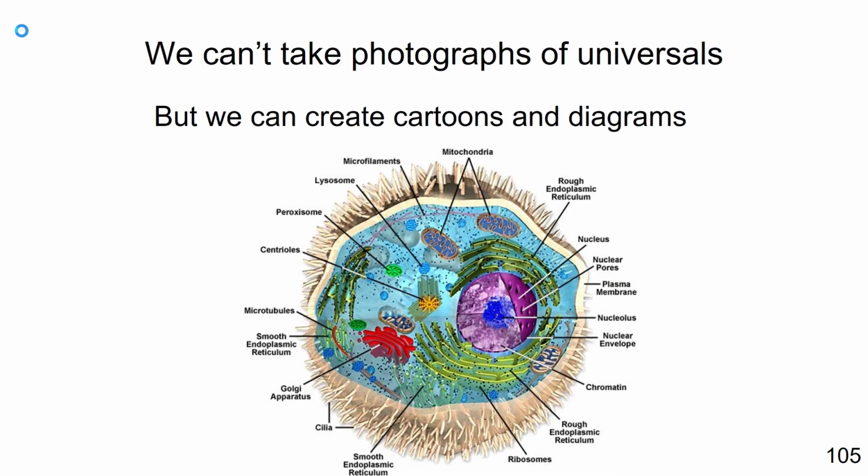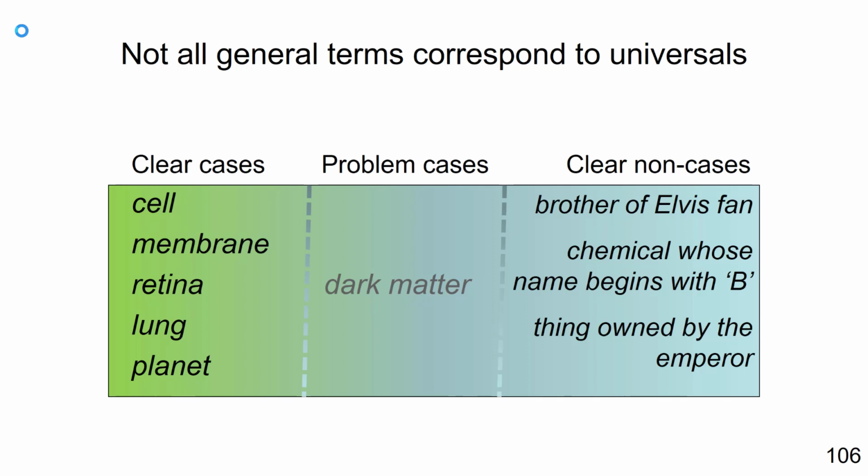All right, and now a good clue as to whether you're dealing with an instance or a universal is that you can only take photographs or videos of instances. For universals, you have to use cartoons or lists, names, tables. All right, now, roughly speaking, universals correspond to the general terms used in scientific law. The items on the left are clear examples of universals. The items on the right are clear examples of non-universals.